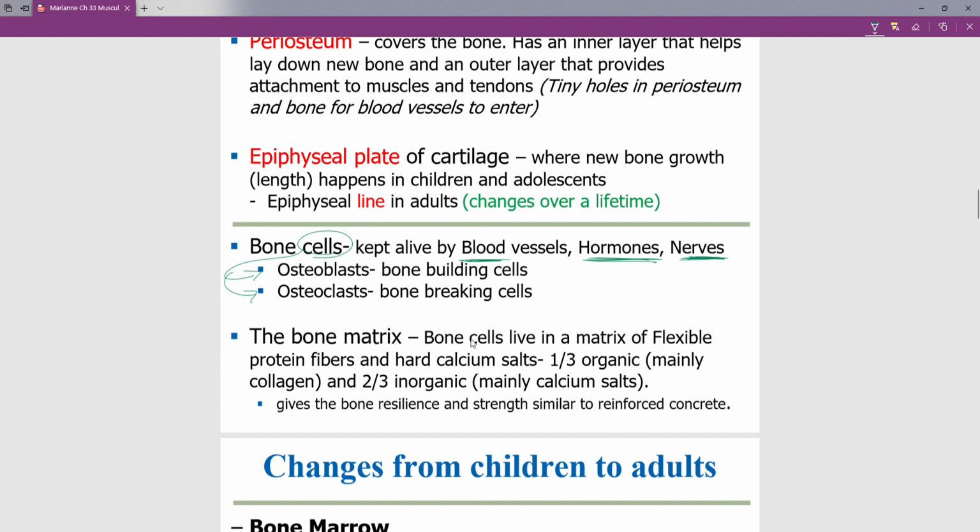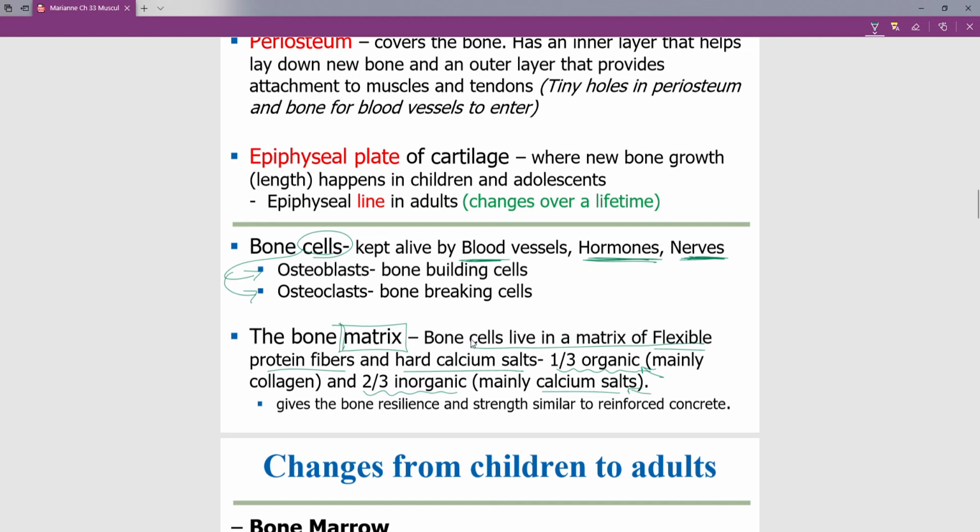The bone matrix, again, as we talked about these being connective tissue. So we've got the bone cells alive in a matrix, and it's flexible protein fibers and hard calcium salts. There's basically a third organic, so that means carbon containing, mainly collagen, and two thirds inorganic. So those are basically more calcium salts, so no carbon in an inorganic salt.